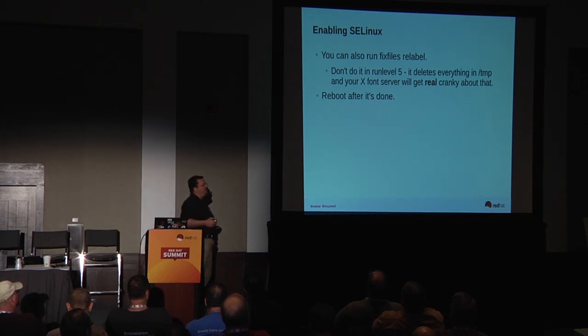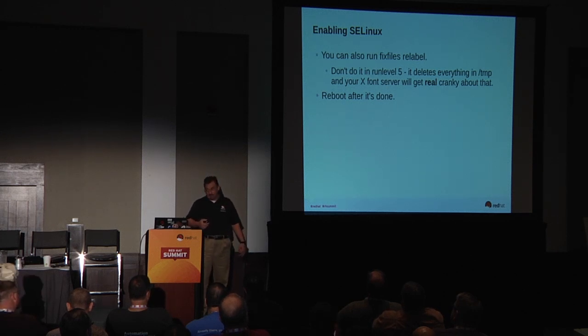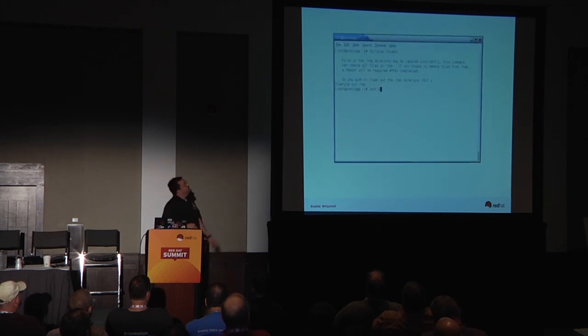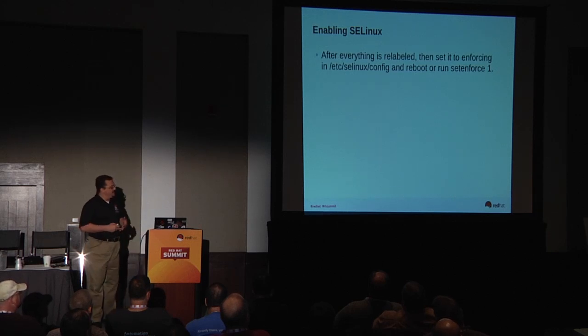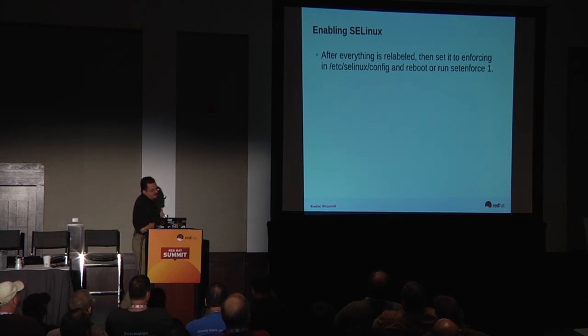Don't do that in run level 5, because the recommendation is that we nuke everything under the temp directory, and your X font server will get really, really cranky if you delete those directories. So, fixfiles relabel and then run reboot. Once everything's relabeled, set the type to enforcing in /etc/selinux/config and reboot. Or you can just run setenforce 1 and run it through its paces and make sure you didn't miss anything.